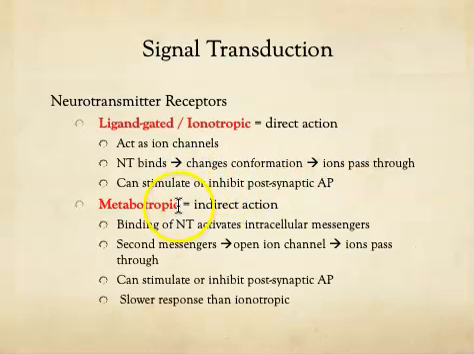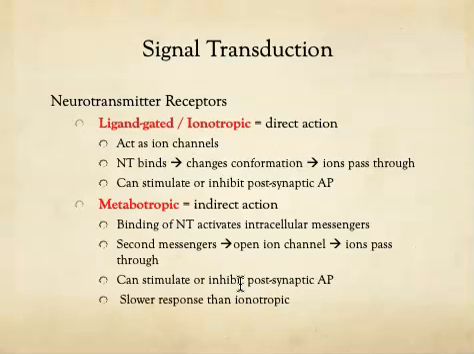Now, metabotropic receptors are different. They are indirect acting. So they don't act like actual ion channels. When the neurotransmitter binds to a metabotropic receptor, what happens is it activates a second messenger. And it's the second messenger that then opens up a nearby ion channel and the ions can pass through. Again, a metabotropic receptor can generate either EPSPs or IPSPs. It depends on the cell.